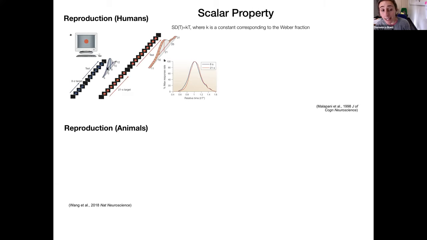Then if you look at the variance, the variability on a trial by trial basis, you see there is a certain variability. But this variability is greater for the longer interval. You see the width of the Gaussian curve is wider for 21 seconds than for 8 seconds. If you normalize the two curves, dividing everything by the target interval you are using, you can superimpose the two Gaussians. This tells you that the variability of your temporal performance scales with time. It follows Weber's law, a special case of Weber's law.